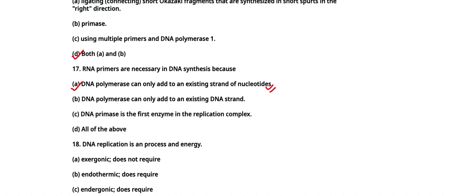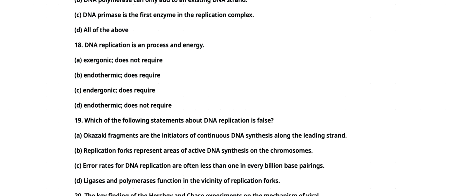Our 18th question is, DNA replication is an exergonic process and does not require energy; an endothermic process and does require energy; an endergonic process and does require energy; or an endothermic process and does not require energy. Answer will be C, that is endergonic, does require. Its explanation is, DNA replication is an energy consuming process that must have an input of energy to proceed. Energy is provided in the breaking of the triphosphate tails of each nucleotide.